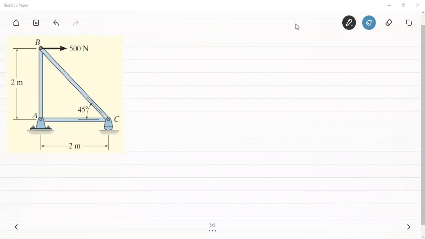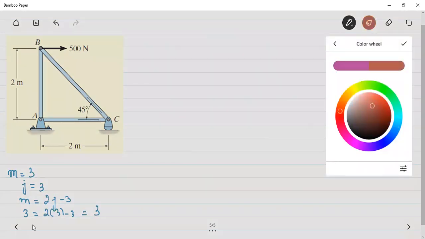Now let's see an example here. It's a very simple truss consisting of 3 members and 3 joints. First of all, let's look at the stability of the truss. We can see that here the members are equal to 3. The joints are also equal to 3: 1, 2, and 3. So for stability, what should we have? m is equal to 2j minus 3. That is, 3 should be equal to 2 into 3 minus 3, and 6 minus 3 is also equal to 3. That is, the truss given here is a stable truss.